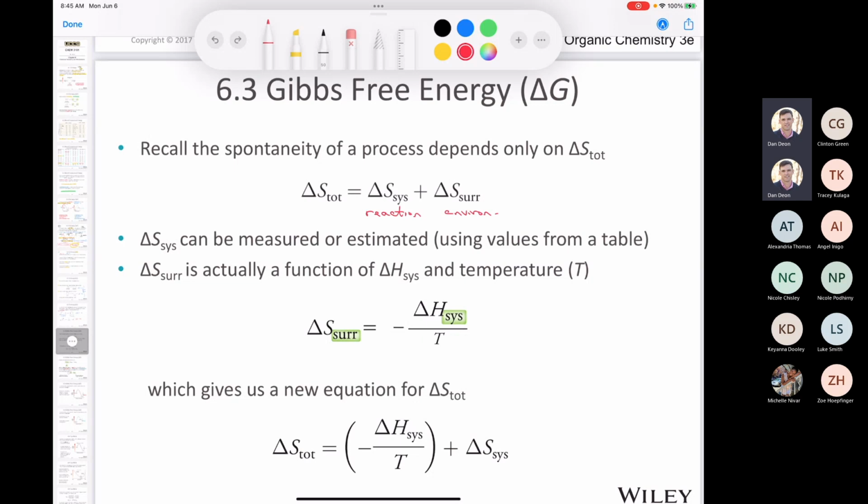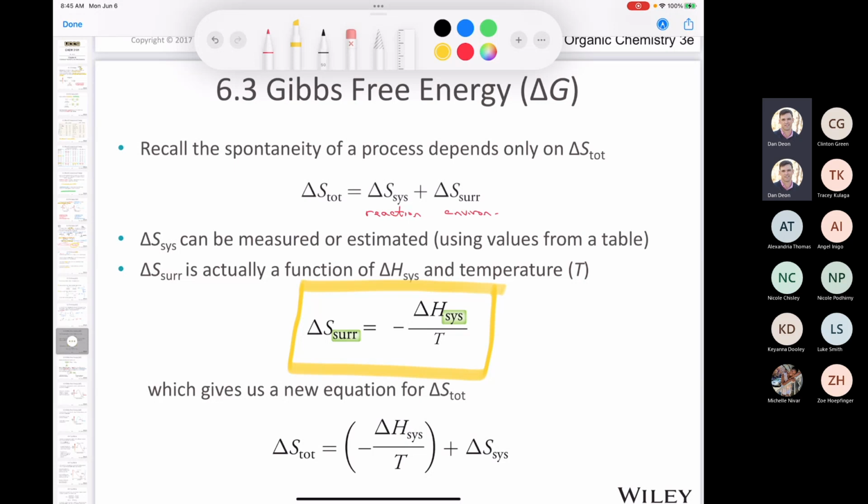Then the delta S of the surroundings, well, it's kind of hard to measure the change in entropy of the surroundings. I mean, how do you go around a reaction flask and determine how disordered the environment is around it? But luckily, we have a workaround for that, and that is that the delta S of the surroundings, the change in disorder, entropy of the surroundings, what's surrounding the reaction, is equal to the negative of the delta H of the system divided by temperature. Now, we don't go into where this formula comes from. We don't even cover that in general chemistry 1 and 2.